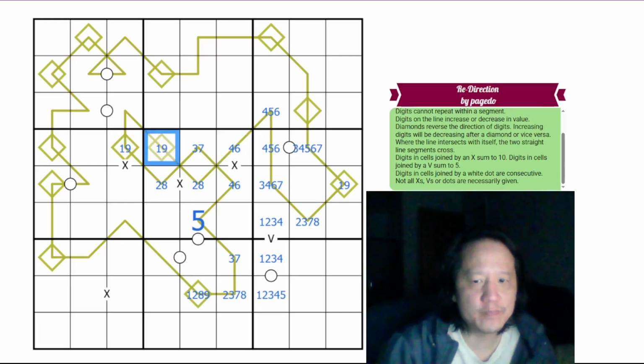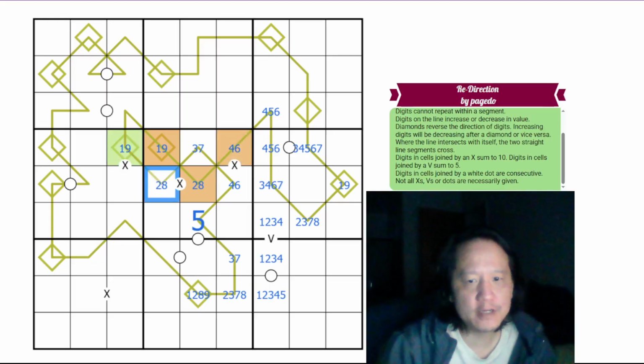So let's put directions? I don't know. We'll color them. We're going to make them orange and green. So this is orange. This is the green 1, 9. Orange must be increasing or decreasing. So this is orange 2, 8. Orange 4, 6. This is green 2, 8. Green 3, 7. Green 4, 6. So then this is 5.